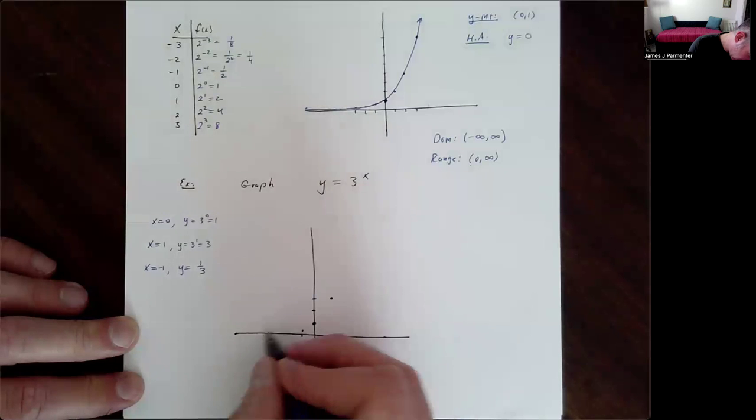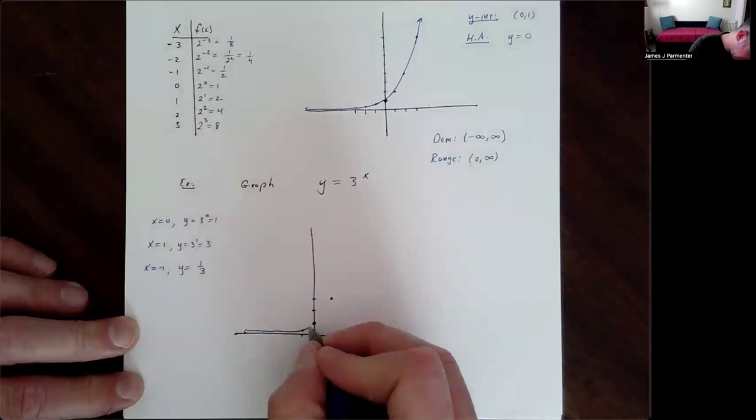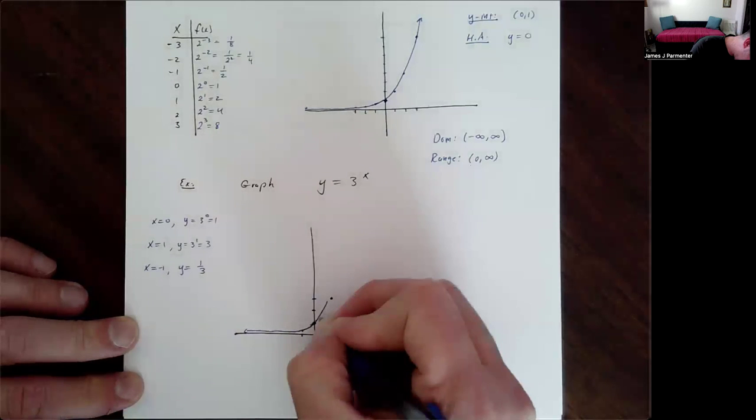Then we're just going to kind of draw the usual shape. We have a horizontal asymptote again, which is hard to make it look like it's decreasing, right? I kind of just drew it like it's flat. And then it's just going to be exponential shape, like whoops, try to make it look good.